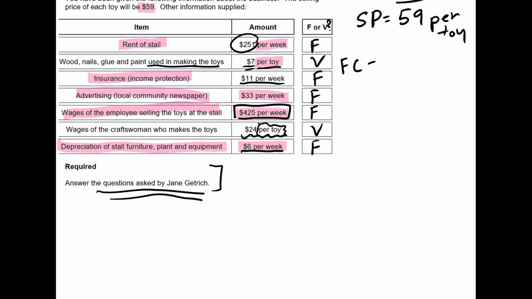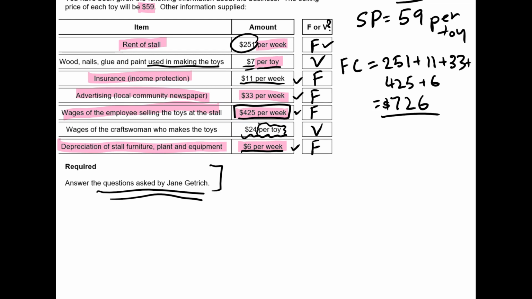Your fixed cost equals 251 plus 11 plus 33 plus 425 plus $6. So your total fixed cost equals 251 plus 11 plus 33 plus 425 plus 6. So it's equal to 726. Okay, it equals $726.